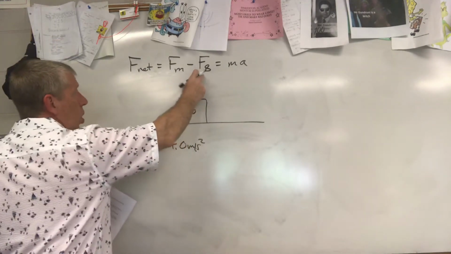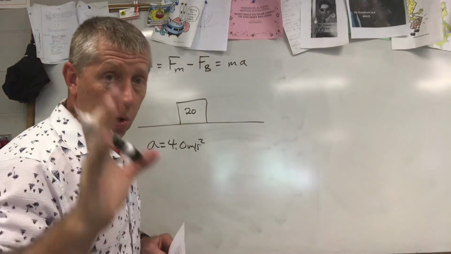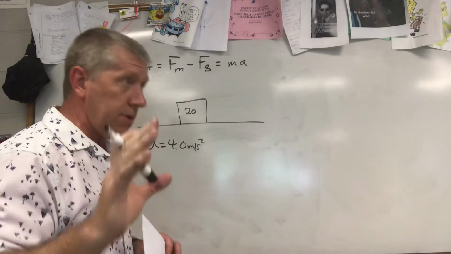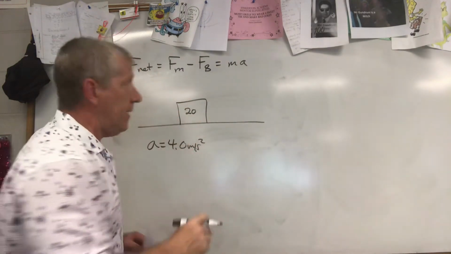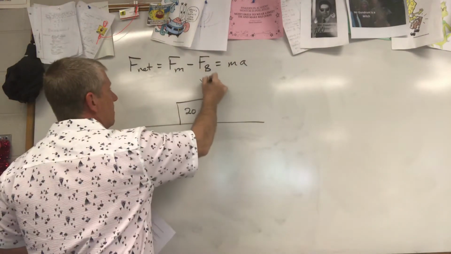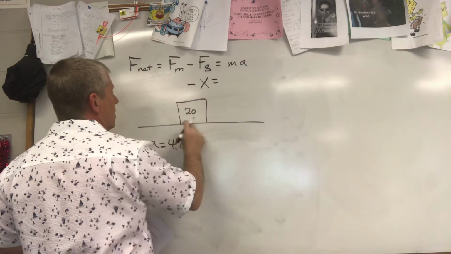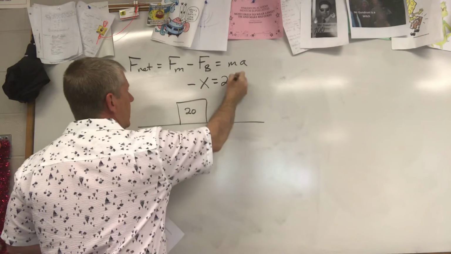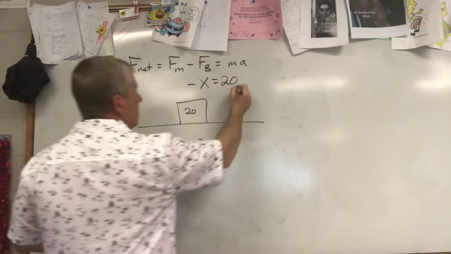So friction always holds you back. So holding it back, find the force that holds you back, friction. We're trying to find F back. That's what we're trying to find here. We're given the mass is 20. We're given the acceleration is 4.